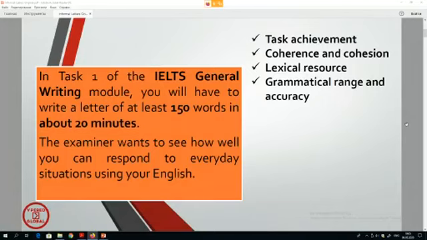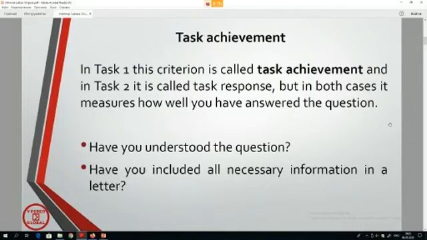First of all, I would like to start with task achievement because this criterion measures how well you have answered the question. The first thing for candidates to do when looking at a task 1 is to read the question carefully and check the purpose of the letter and who they're writing to. So it's very important. You should ask whether you have understood the question, and whether you have included all necessary information in the letter.